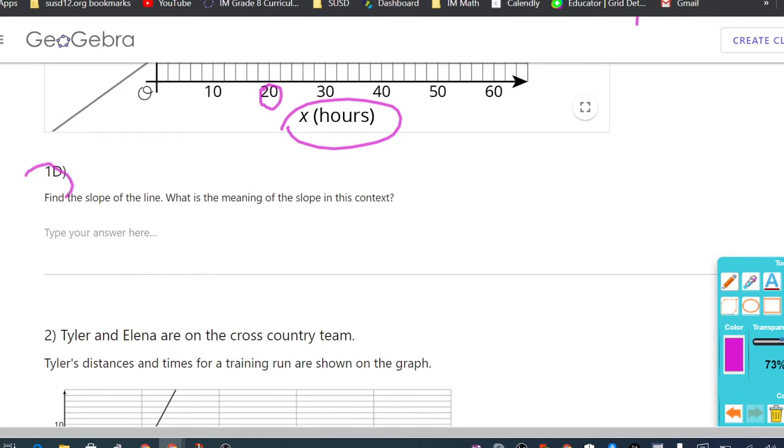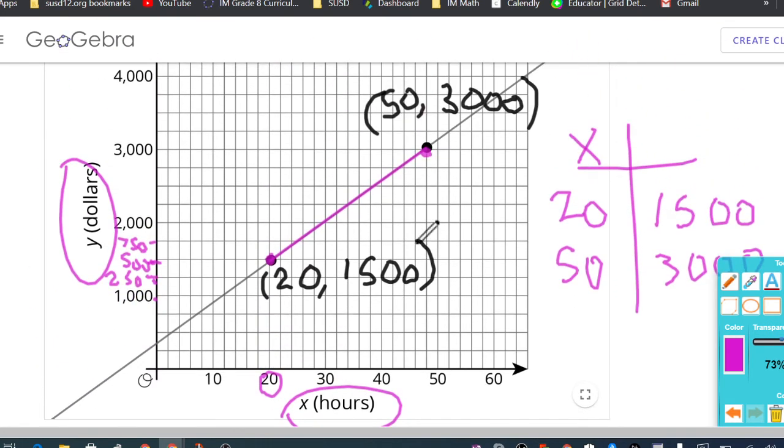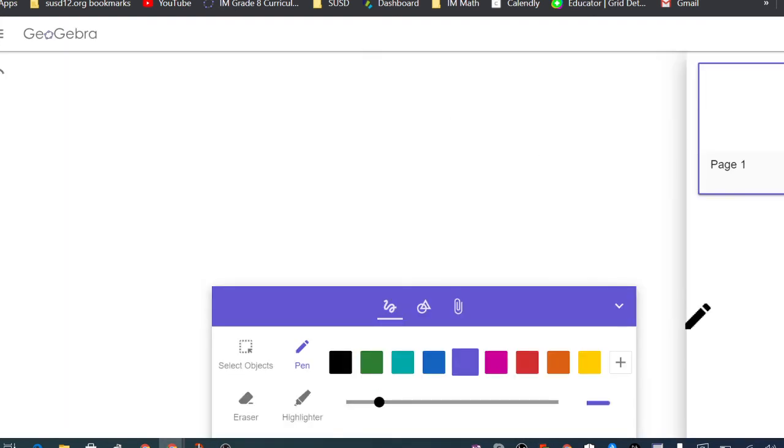Question 1D. Find the slope of the line. What is the meaning of the slope in this context? Okay, do you remember how to find the slope of a line? I showed you on this GeoGebra page, and I'm happy to show you again. Oh no, it has disappeared. Never mind, I will write it again.